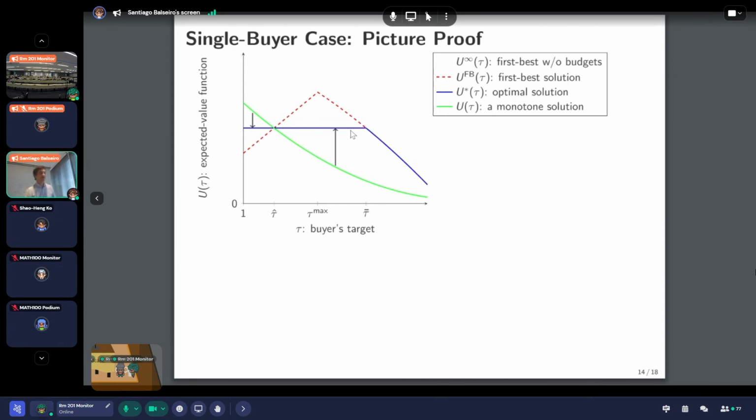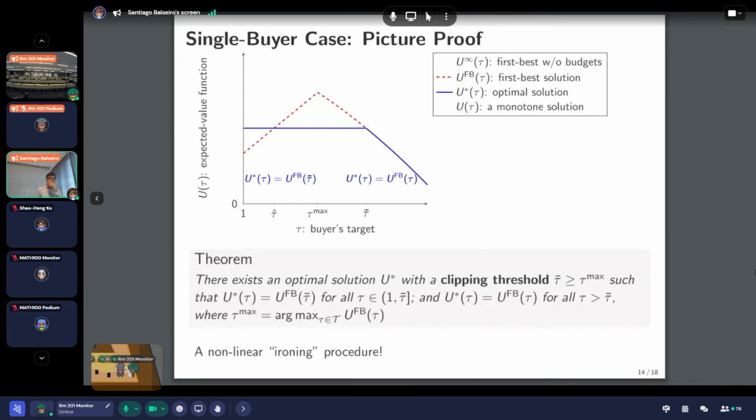And this solution that I constructed, by virtue of my construction, is always going to be monotone. So it's always going to be IC. So if I give you any solution, then I can always find these points and then trace a new curve that is going to be piecewise constant and then track first best, that is going to do better. So actually, we can show that the optimal mechanism has this structure that is going to have a threshold, tau bar. To the left is going to be constant, and to the right is going to track first best. And this is the first result. There always exists an optimal solution, with what we call a clipping threshold, this tau bar, such that to the left it is going to be constant, and to the right you track first best.